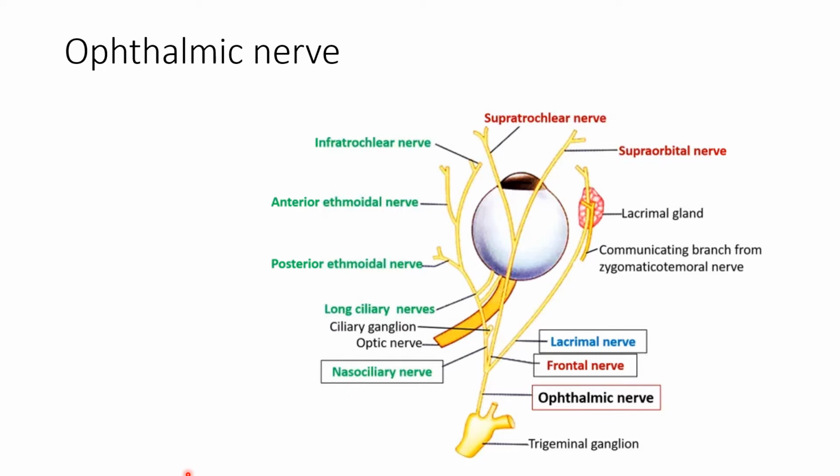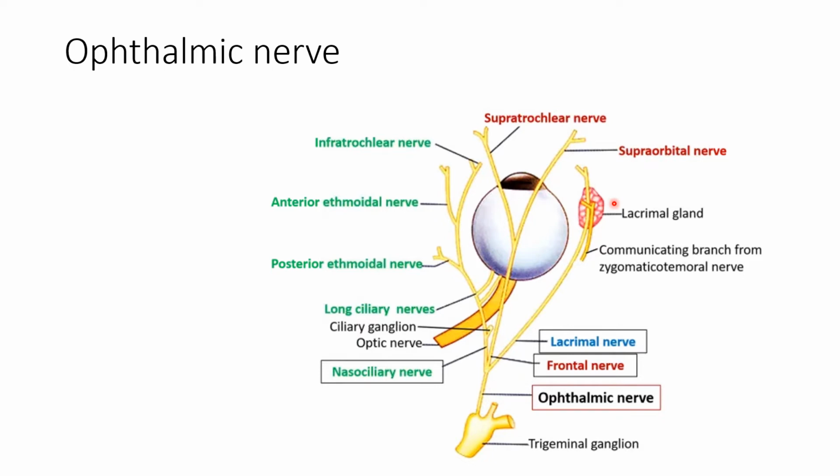Here is the slide of the ophthalmic nerve. The possible MCQs are, number one, the ophthalmic nerve is a branch of one of the branches of the trigeminal nerve. Second is the branches from the ophthalmic division of the trigeminal nerve. Number one, you can see very well here, frontal, nasociliary, and lacrimal. You can see this one. This is your nasociliary, and here in the center you have the frontal, and laterally you have the lacrimal.